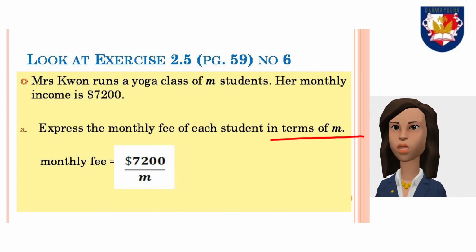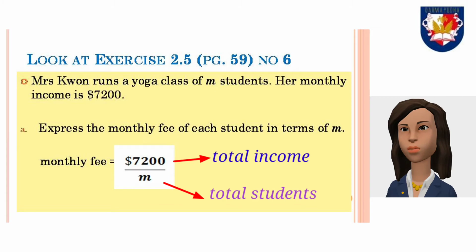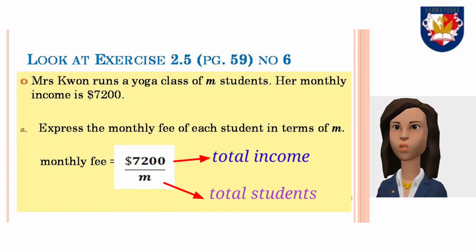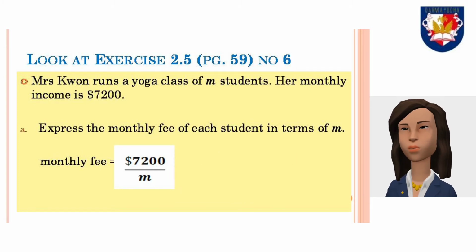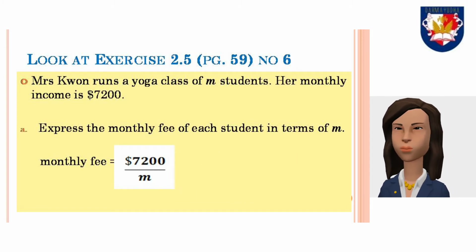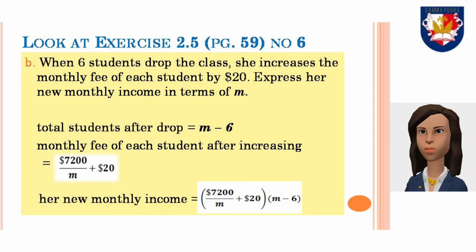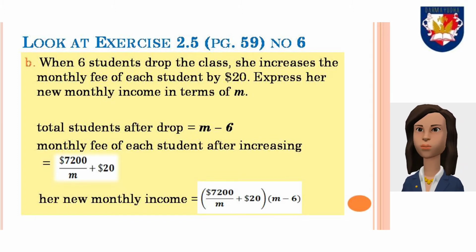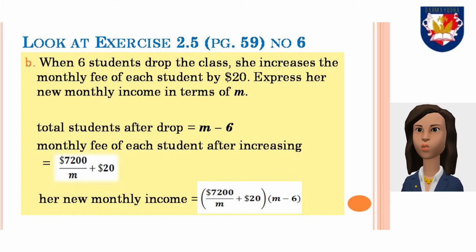To find the monthly fee, it means total income divided by the total students. In this case, $7,200 divided by M. Just leave it in terms of M. When 6 students drop the class, she increases the monthly fee of each student by $20. Express her new monthly income in terms of M.